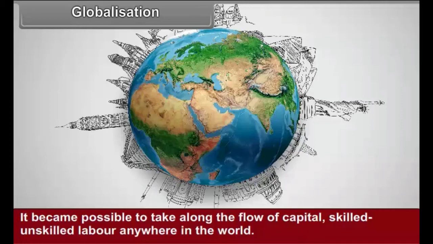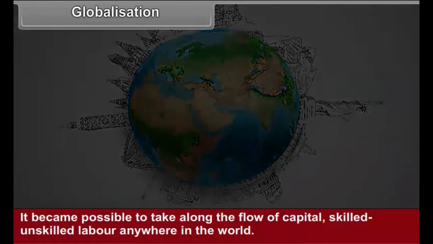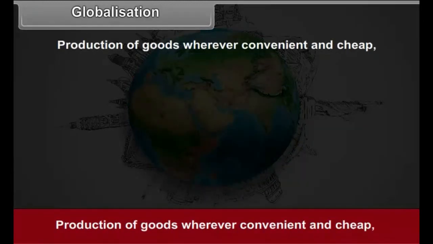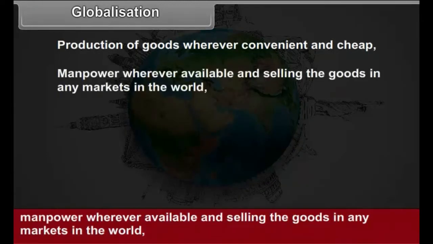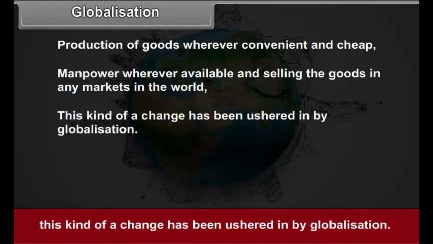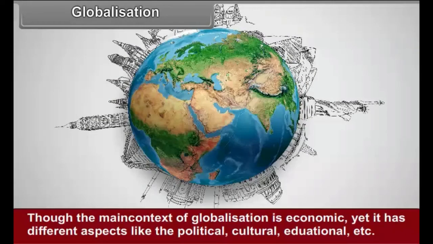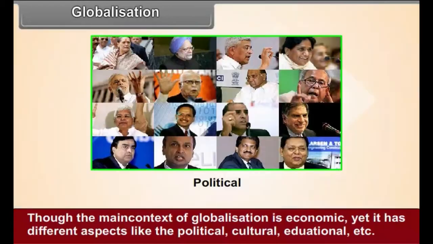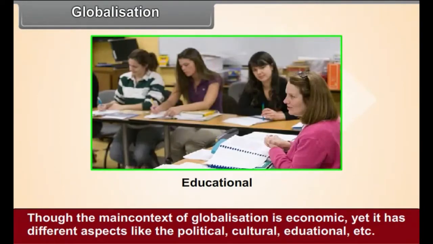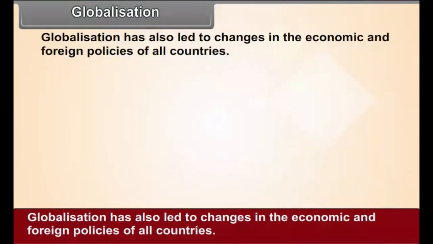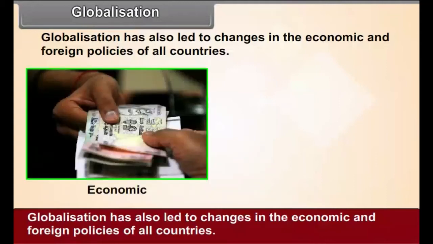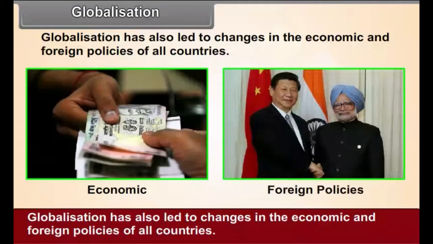It became possible to take along the flow of capital, skilled and unskilled labor anywhere in the world. Production of goods wherever convenient and cheap, manpower wherever available, and selling the goods in any market in the world. This kind of a change has been ushered in by globalization. Though the main context of globalization is economic, yet it has different aspects like the political, cultural, educational, etc. Globalization has also led to changes in the economic and foreign policies of all countries.